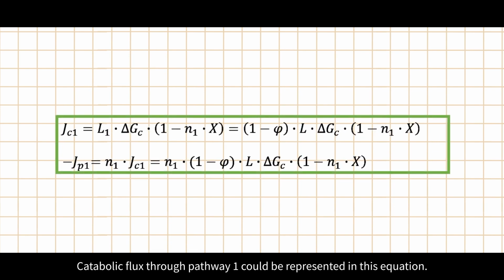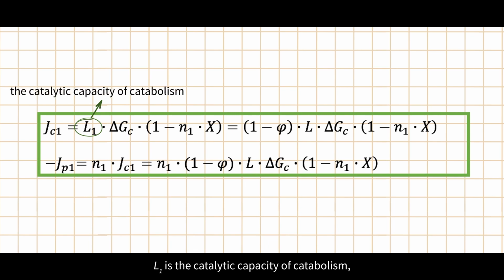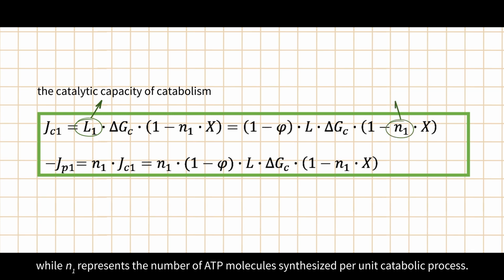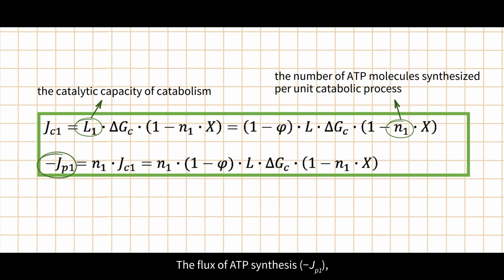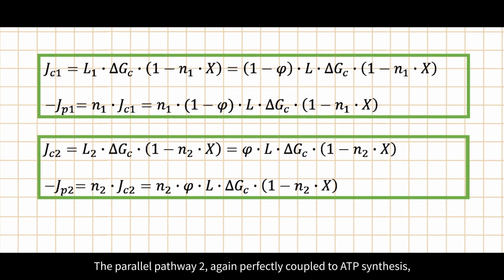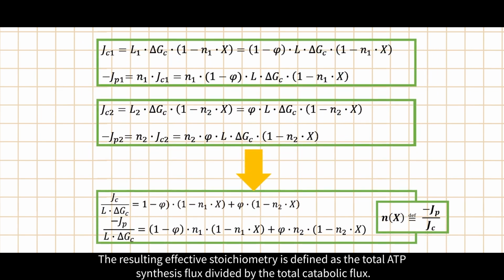Catabolic flux through pathway 1 could be represented in this equation. L1 is the catalytic capacity of catabolism, and it can be written as a fraction of a total catalytic capacity L of catabolism, while N1 represents the number of ADP molecules synthesized per unit catabolic process. The flux of ADP synthesis, JP1, which is driven by delta GC, is larger by a factor N1. The parallel pathway 2, again perfectly coupled to ADP synthesis, follows the analogous equations. The resulting effective stoichiometry is defined as the total ADP synthesis flux divided by the total catabolic flux.